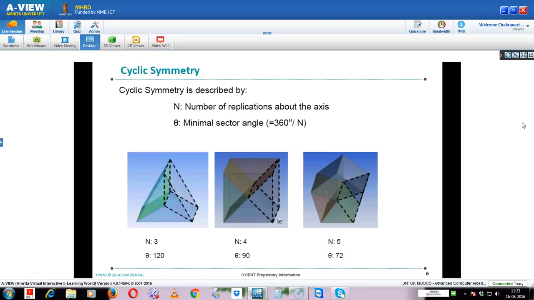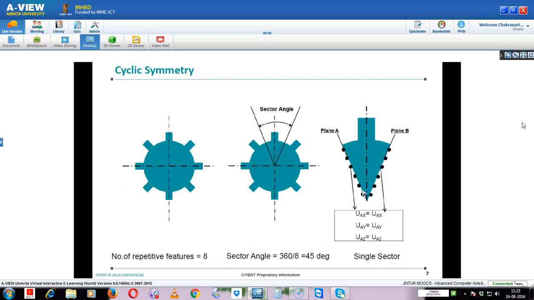This is sufficient. And for this problem, if you model this part, it is sufficient. For the pentagon, if you model this one, it is sufficient. And coming to cyclic symmetry again, if you have number of repetitive features 8, then the sector angle will be 45 degrees.